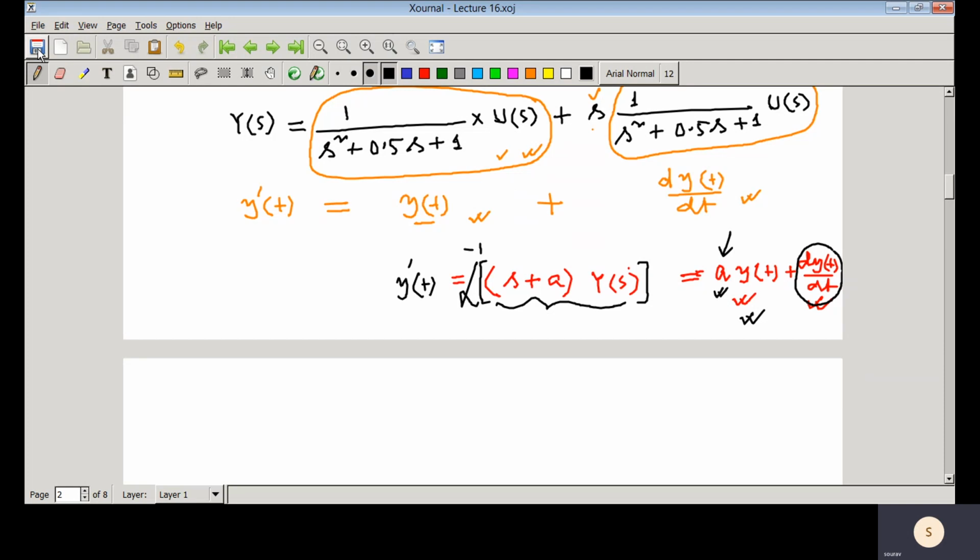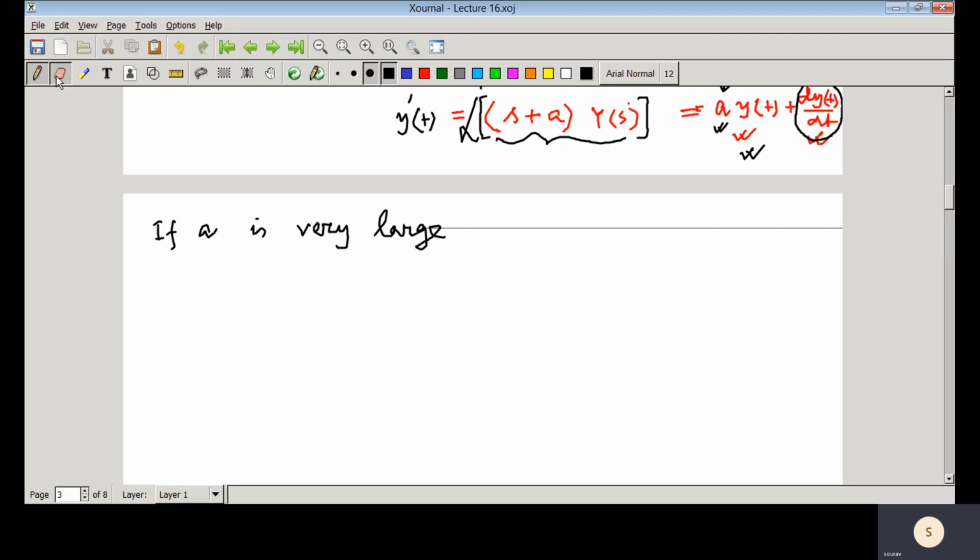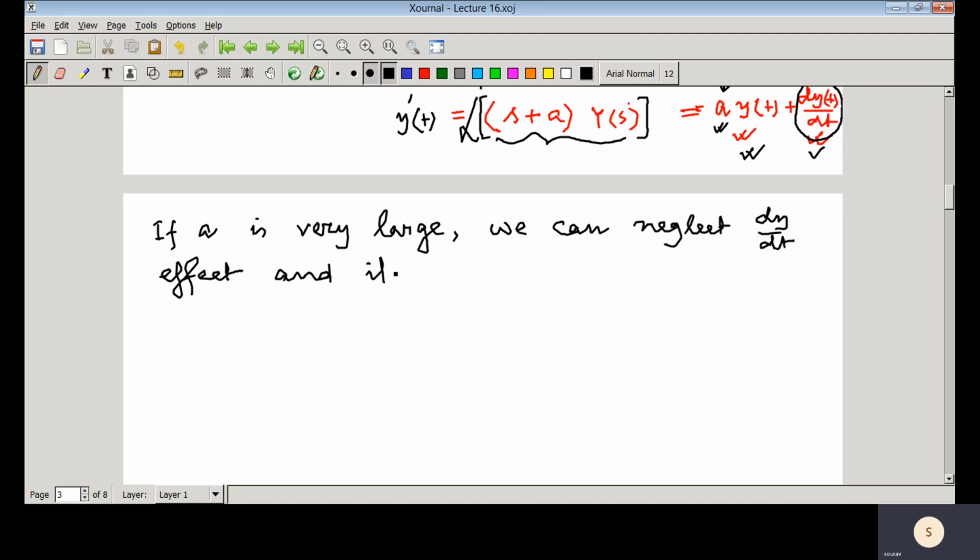So from this analysis, what we have seen is that if a is very large, we can neglect the dy by dt effect, because a is very large, and the response is a scaled version of the original response.